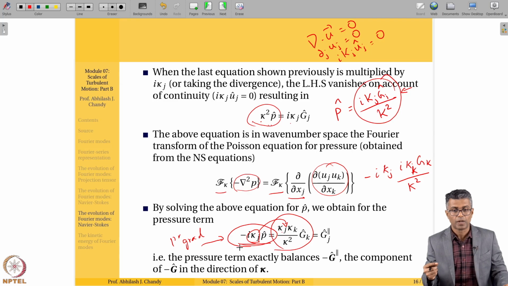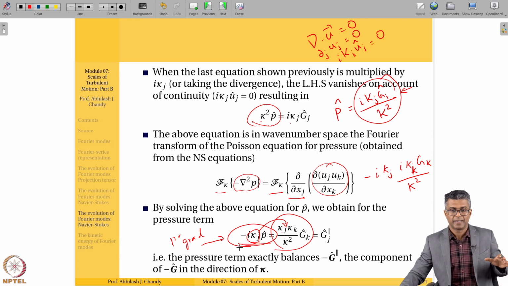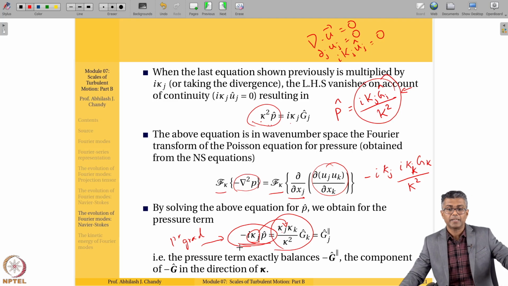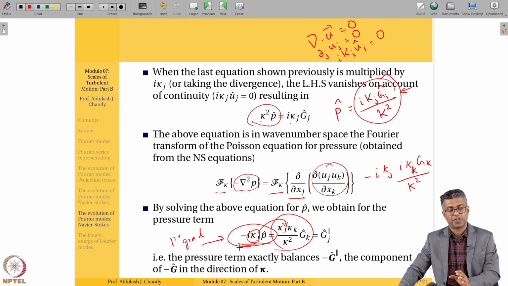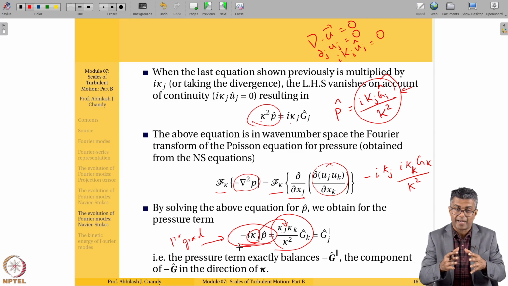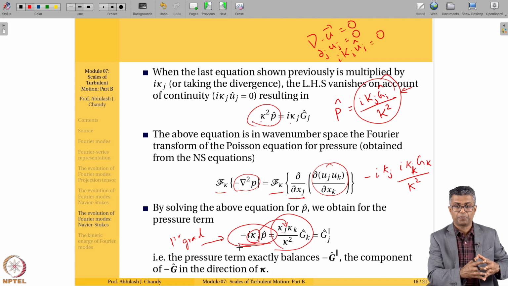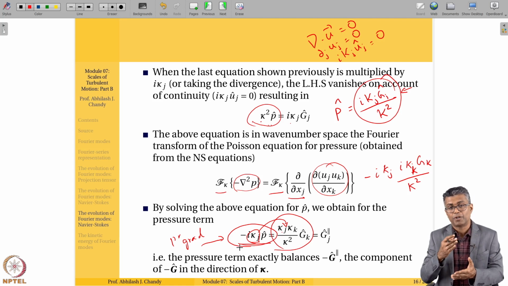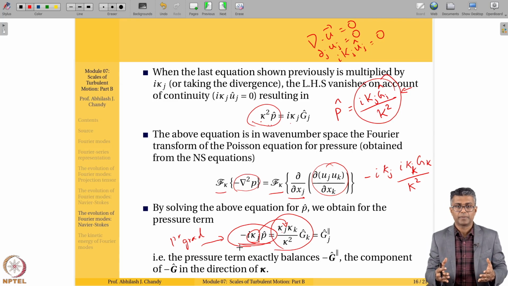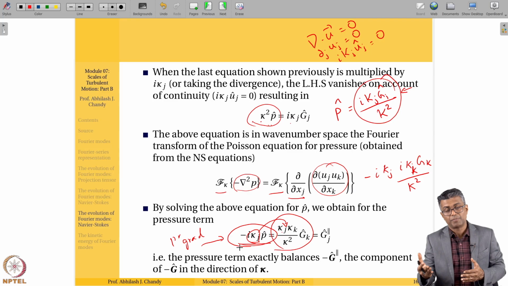So what we have done here is we have now taken the time derivative term and the viscous diffusion term and the pressure gradient term. The time derivative term was easy. We just took a Fourier transform of the time derivative term. We got the total time derivative of the Fourier mode of uj. Viscous term was also easy. We had to take a Fourier transform of a double derivative. So it became nu kappa squared times the Fourier mode.